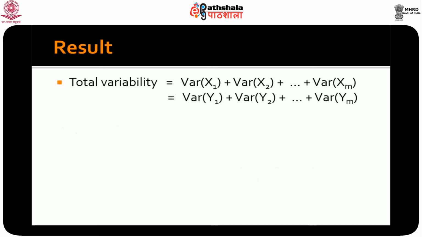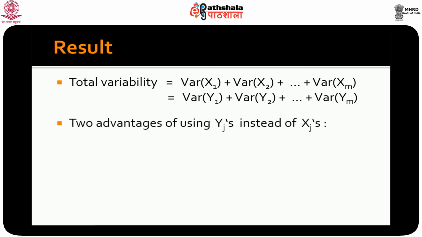One important result, again something we will be proving later on, is that the total variability of x1, x2, ..., xm translates to the total variability of y1, y2, ..., ym, which means that the variance of xj summed over j is equal to the variance of yj summed over j. So, you can see that if you move from x to y, you still retain the same variability. This is obvious because we are making just an orthogonal transformation.